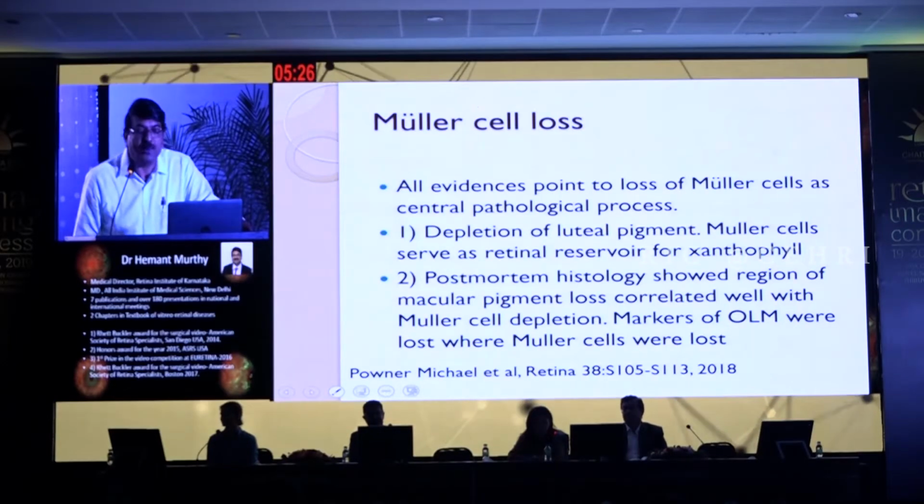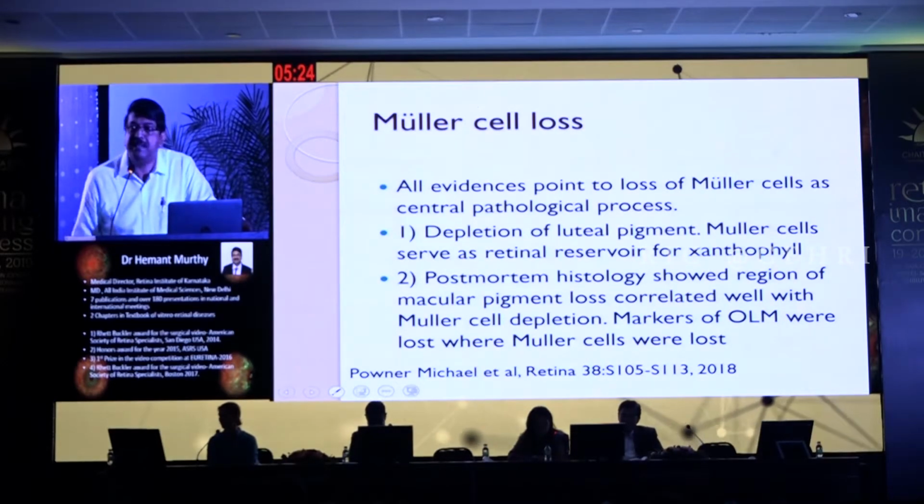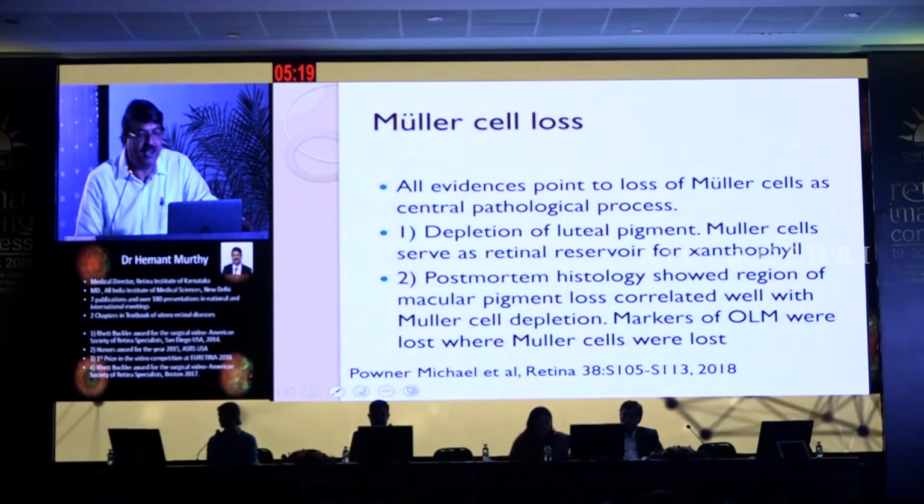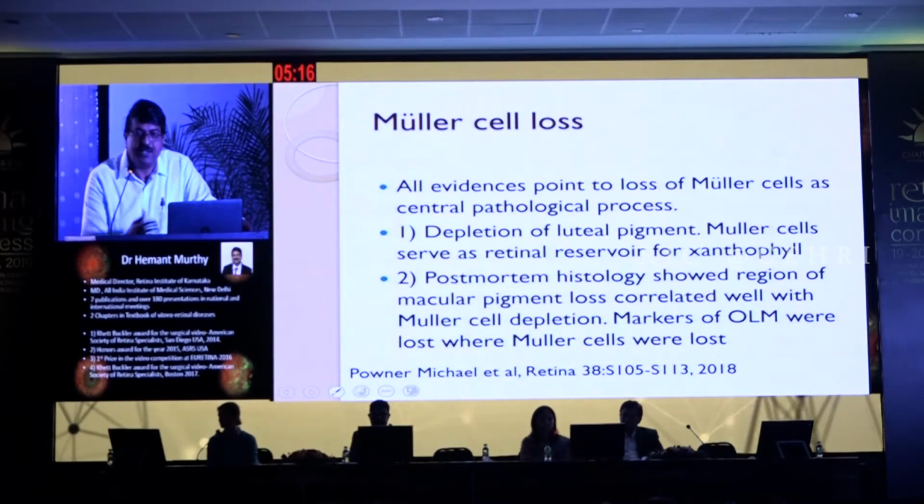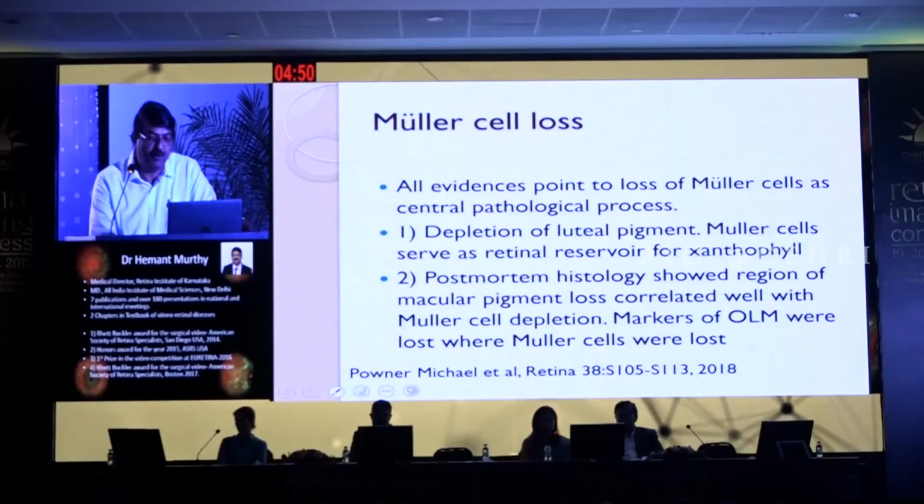Primarily, all the evidence points to the loss of Muller cells as the central pathological process, and these are like the pillars in the architecture. This detection has been due to certain clinical and histopathological observations, wherein they found that depletion of luteal pigment is one of the signs, and that's primarily because Muller cells serve as the retinal reservoir for the xanthophyll. Postmortem histology showed regions of macular pigment loss correlated well with Muller cell depletion, and the markers of the OLM were lost where Muller cells were lost.